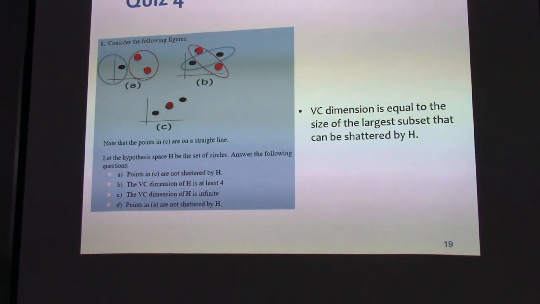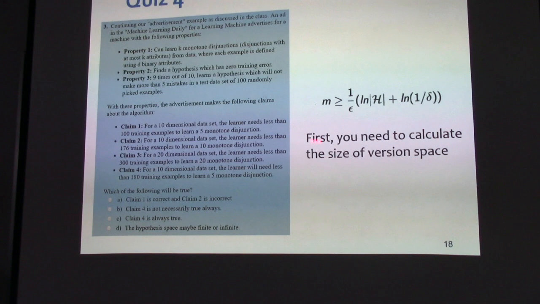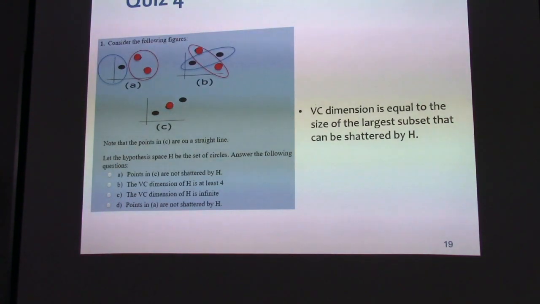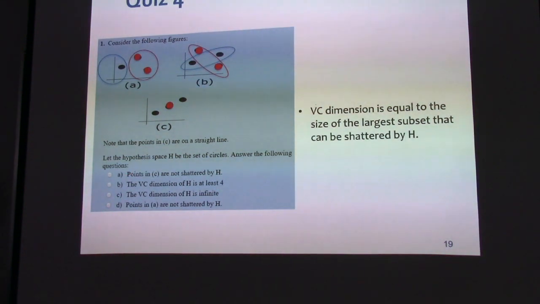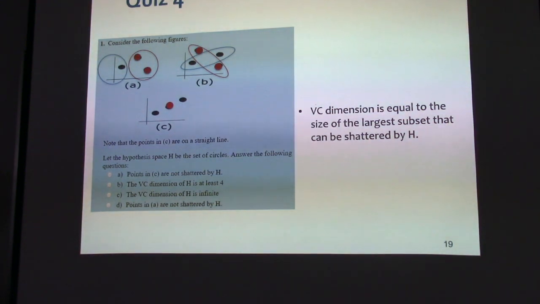Actually, this estimation is quite complex. So there is another way to estimate the complexity of the version space. It is called the VC dimension. For example, whether the points in each figure can be shattered by h.